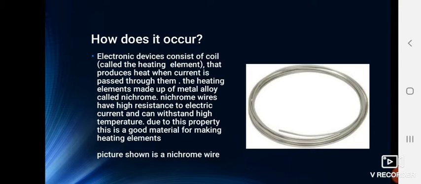How does it occur? Electronic devices consist of a coil that produces heat when current is passed through it. The heating element is made up of a metal alloy called nichrome. Nichrome wires have high resistance to electric current and can withstand high temperature. Due to this property, it is a good material for making heating elements. The picture shown is a nichrome wire.